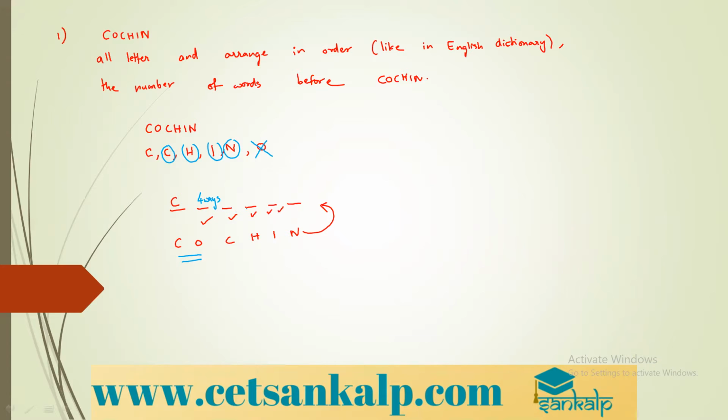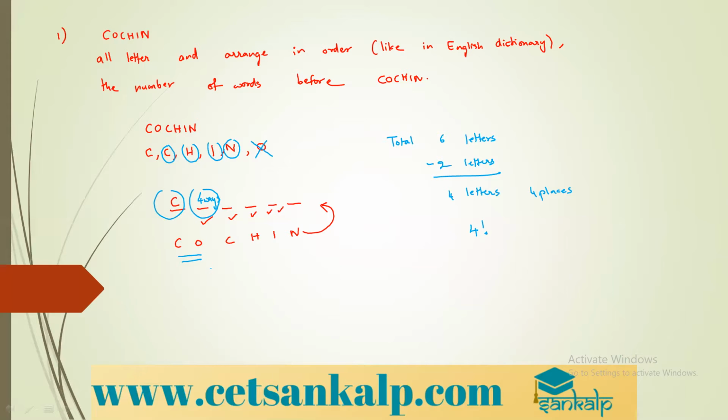After that, there are the remaining 4 places and 4 letters, because total we have 6 letters. Out of 6 letters, we have filled up the first place and the second place. 2 letters we have taken. Now we have only 4 letters and 4 places to be filled. This can be filled in 4 factorial ways.